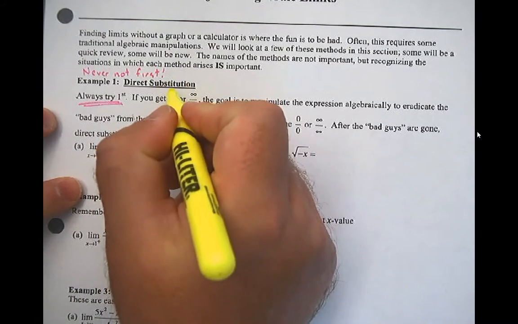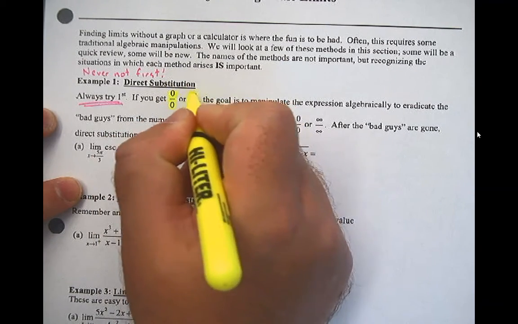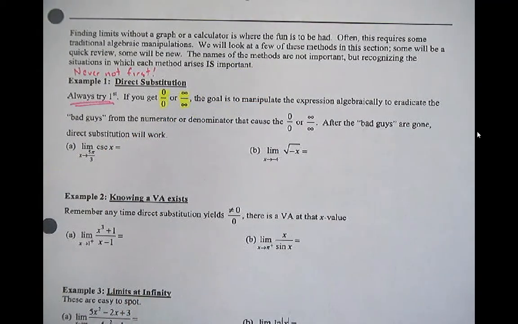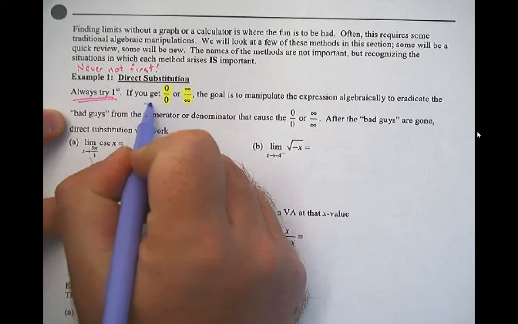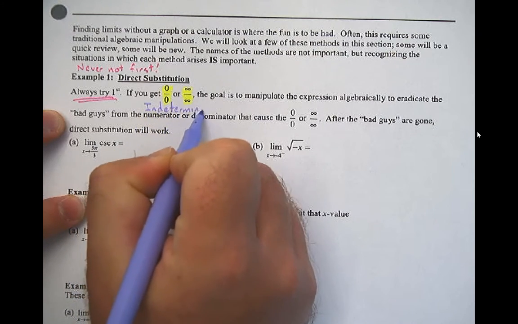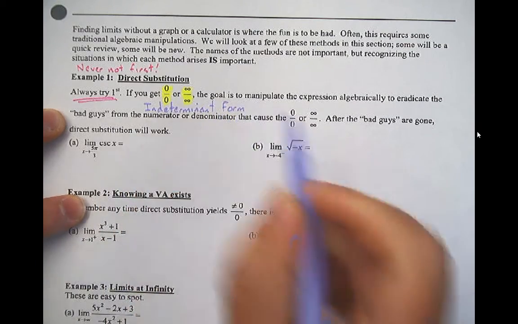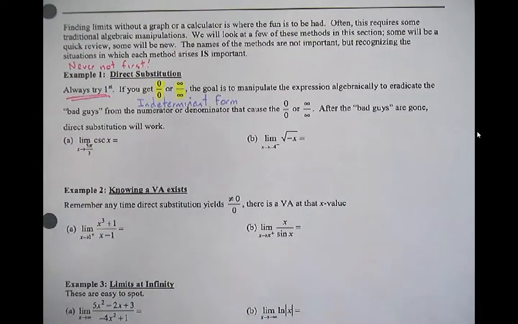When you plug in, there are three scenarios. These are what we call the indeterminate form. I'm going to use that phrase quite a bit in this class. It means that we don't know what the value is, but it is a hint. We don't know what 0 divided by 0 is, but it is a hint.